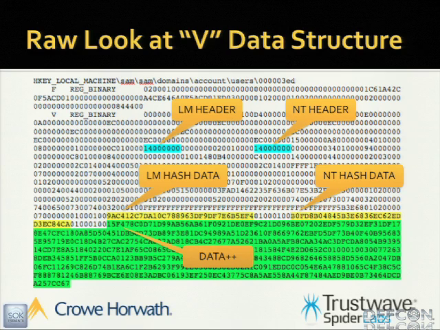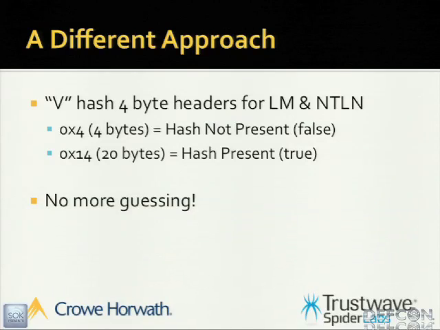So one of the things that we found, we did a little bit of research. I think this is a forensics blog we found this on. Far cry from any kind of pen testing blog, but these guys had basically said, well, hey, there's some data in the V key that allows you to determine whether or not these hashes are present. So there's the headers there, shown in blue up there. And I know you can't see the value, but really there's only two values that you can expect in those fields. You can get a 4 or you can get a 14. And what that means is if we have a 4, the hash isn't present. If we get a 14, the hash is present.